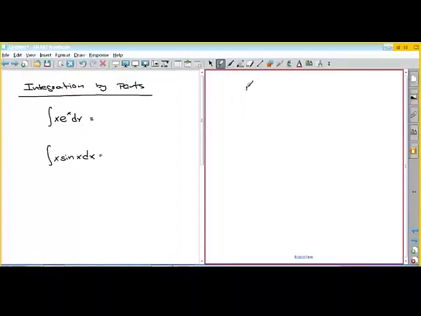So the procedure is you identify part of the product as a u and part of it as dv. And as you hopefully remember, the u is the one that you can differentiate. So the derivative is simpler than the original function. So in these particular two examples, x is the simpler function.